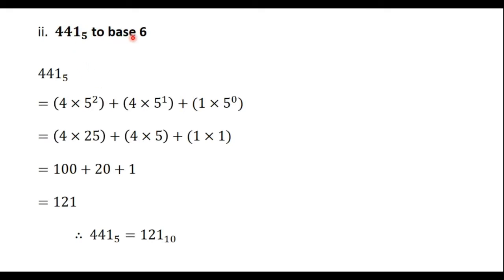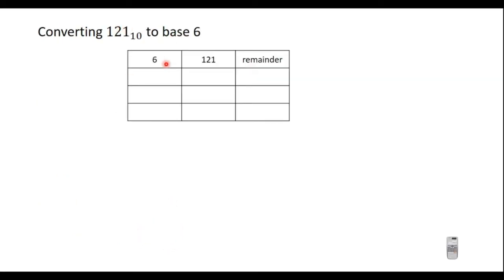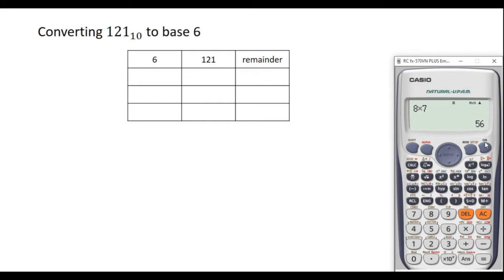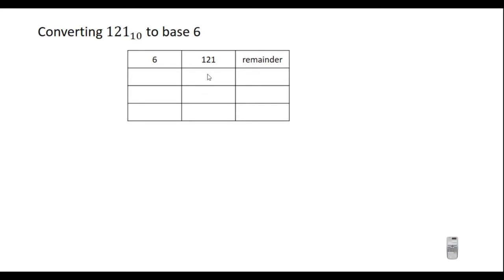If it had been to convert to base 10, then this would be our final answer. But you're saying that we should convert it to base 6. So we convert 121 to base 6. In converting 121 to base 6, you draw your table and divide 121 by 6, and you get 20 point something. We are not worried about the decimal point. What we are worried about is the whole number, so we have 20 as the whole number. The remainder is going to be 1, since 6 times 20 gives us 120, and 121 minus 120 gives us 1 as the remainder.